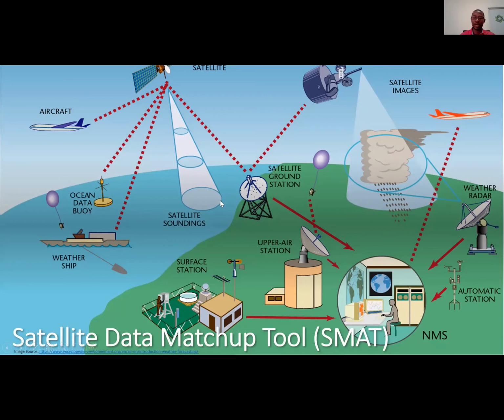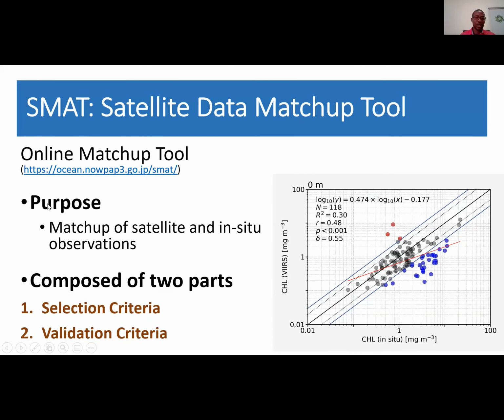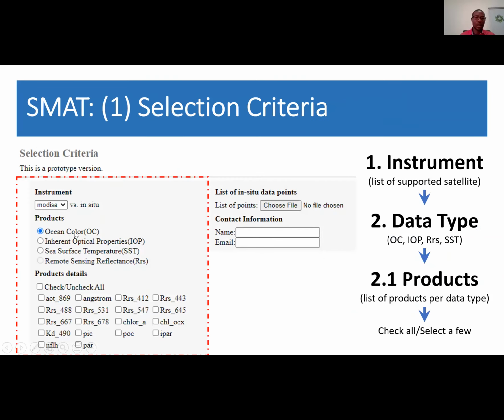So this online matchup tool is available from this link, and it includes mainly two parts, very simple. The first one is the selection criteria. So here you will select the instrument you want to do the matchup with your in situ data, and you can also indicate whether you want to do ocean color or inherent optical properties and other things. Based on the instrument, there are options that might not be available here for you. And you can also indicate, inside the ocean color product, what parameters you want to do the matchup for.